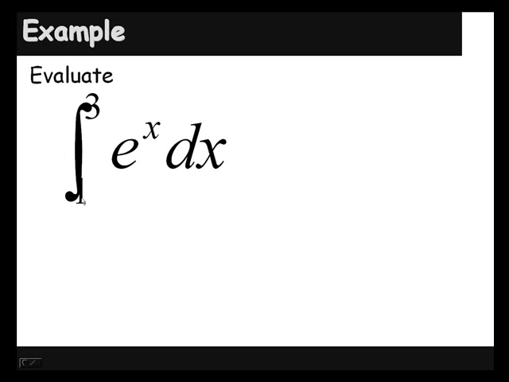I don't know what's going on with my formatting here, but somehow my limits of integration ended up over the top of my integral symbol, and it's just not very nice.